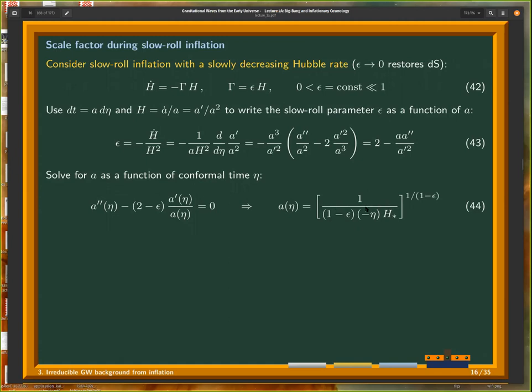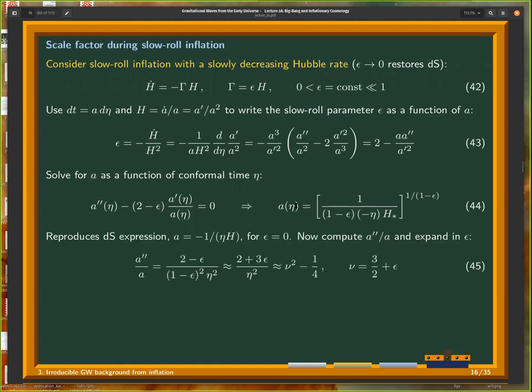And now we see how the scale factor depends on conformal time during slow roll inflation. If I send epsilon to zero, so this goes to zero and this goes to zero, I just find this behavior here. A goes like minus one over eta times Hubble rate. This is the result for de Sitter space. But if I perturb de Sitter space a bit, so if I make the Hubble rate vary by a bit, then this is the result for the scale factor.